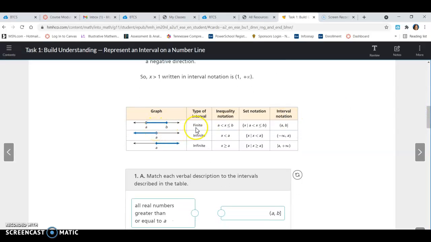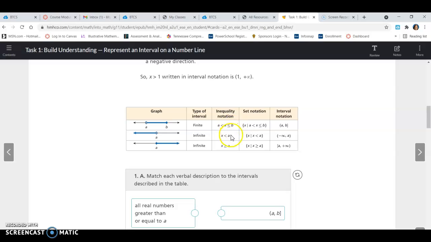All right, if you were to graph these, this one is finite because it's a segment, like it stops. These two are infinite. This one is infinite in the negative direction. This one's infinite in the positive direction. That arrow means that it continues on forever. So finite, it stops. Infinite, it continues.